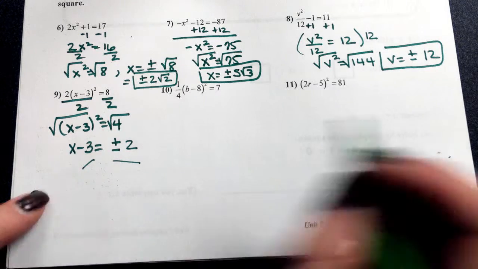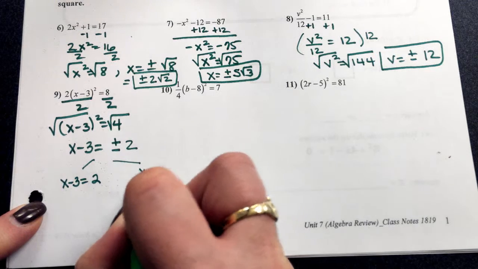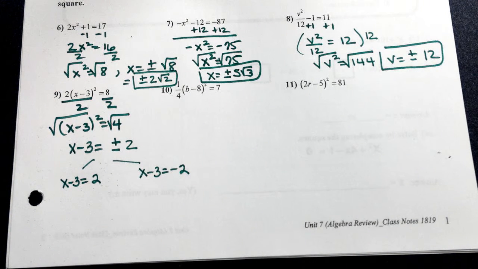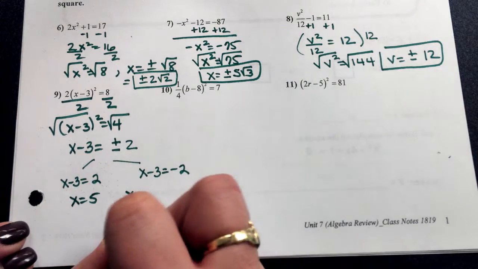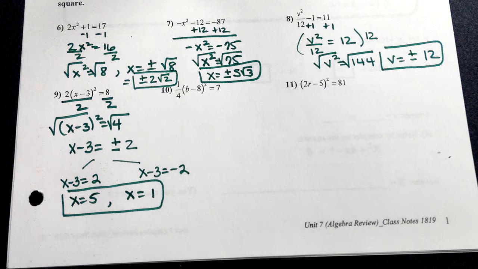2. Remember, you have to break this out. You have x minus 3 is equal to a positive 2. You have x minus 3 is equal to a negative 2. Don't forget what that plus or minus means. You have to consider that one solution will have a positive 2, the other one will have that negative 2. So x is going to be equal to 5, x will be equal to 1. So any questions on 9?